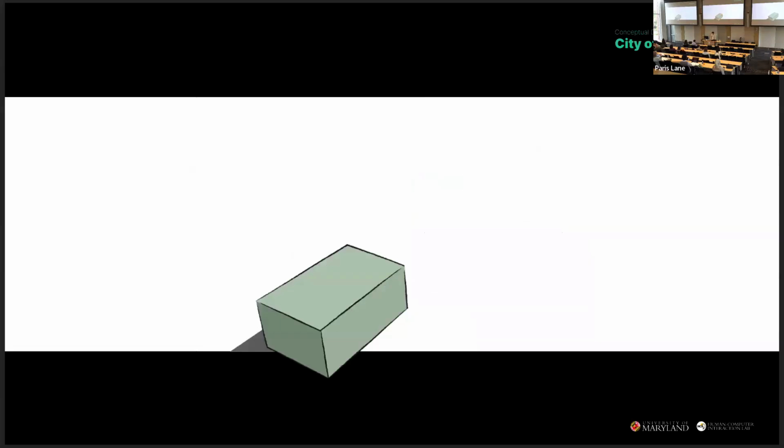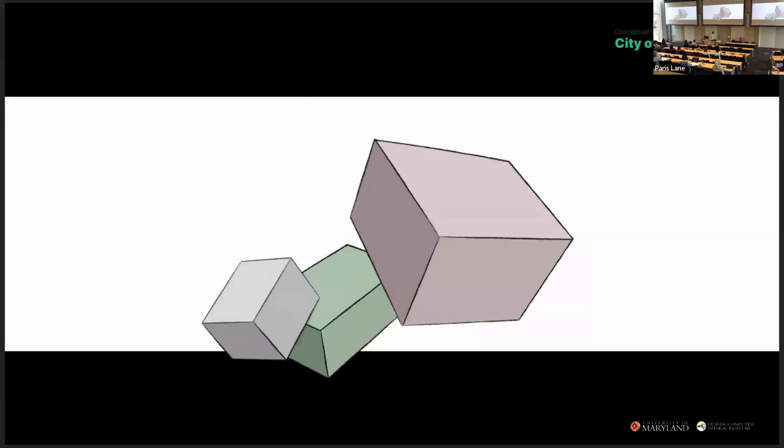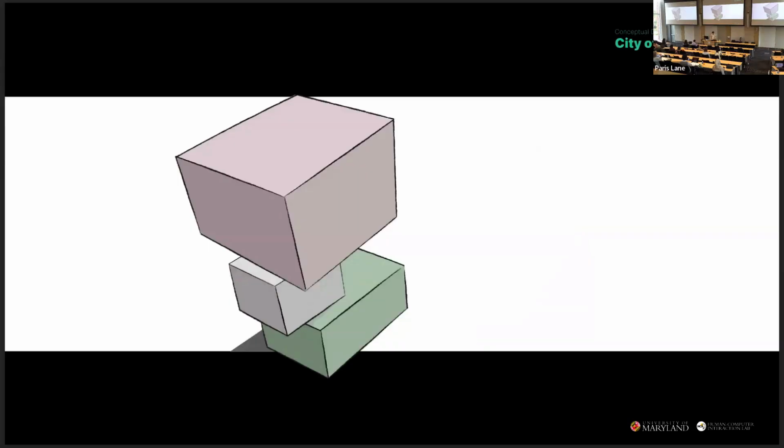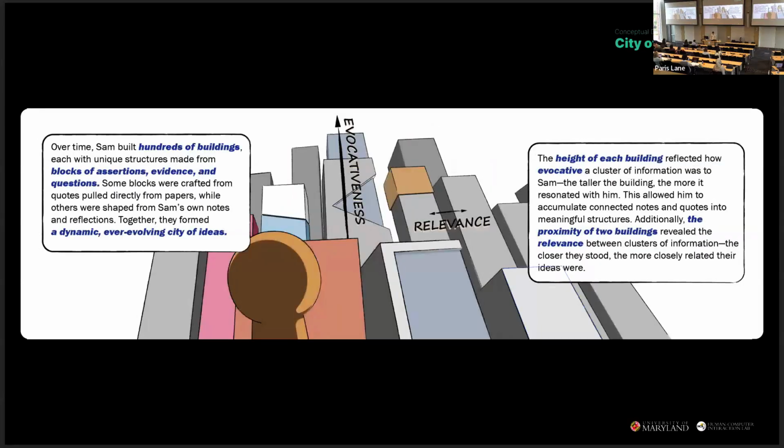These shapes enforce structural rules, allowing the sensemaker to visually sense where a building might be conceptually weak or incomplete, prompting them to strategically place additional blocks to strengthen their large structures. Over time, the City of Information evolves into a macro-level sensemaking aid. Taller buildings indicate areas of research that are more evocative to the sensemaker, while the distance between buildings shows their conceptual relevance.